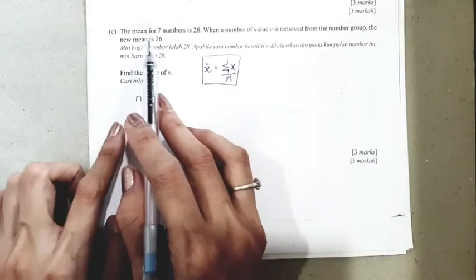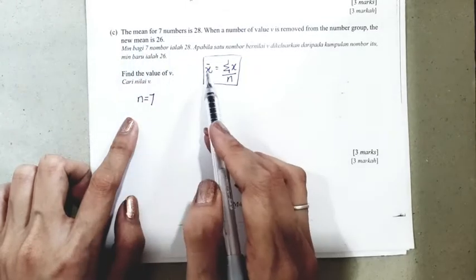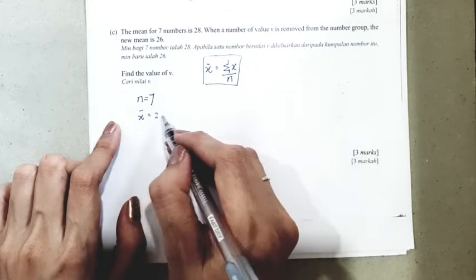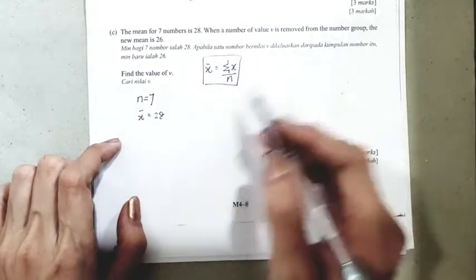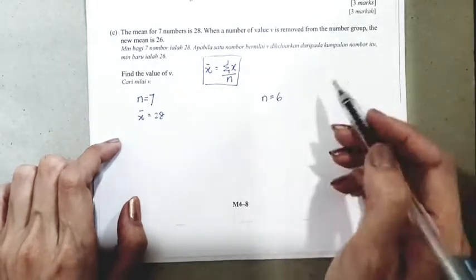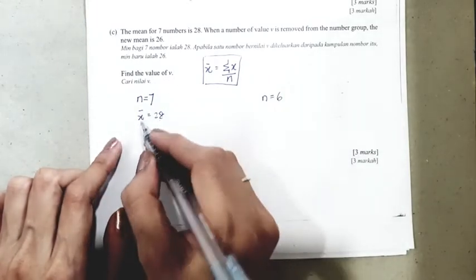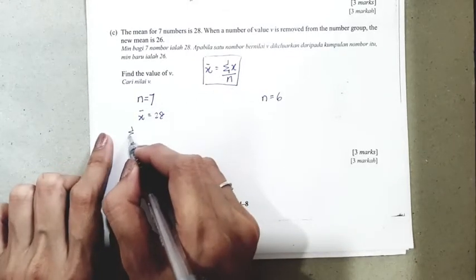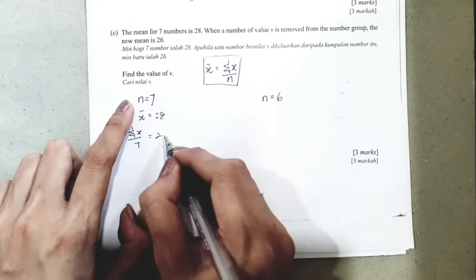Okay, so the mean for 7 numbers, so n is 7. And the mean refers to the x bar, so I have x bar equals 28 because it says it is 28. Now after we take out v, we have a new n, which equals 6 now, because v is taken out. So let's find out what our total number is first. We have x bar, that is 28, and the formula is the total of your data divided by n, equals 28.